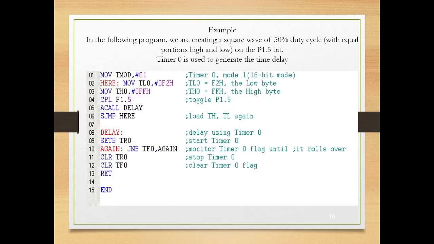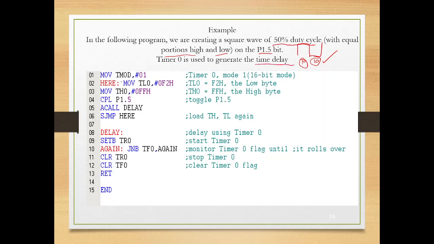Now let's go into the coding. We are taking one example. In the following program, we are creating a square wave of 50% duty cycle with equal positive and low portions. Here it is 10 ms high, here also 10 ms low. So equal proportion is taken, so the duty cycle is 50%. On port 1, fifth bit, timer 0 is used to generate the time delay.